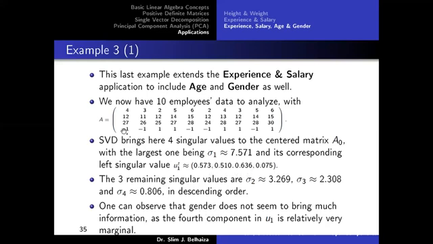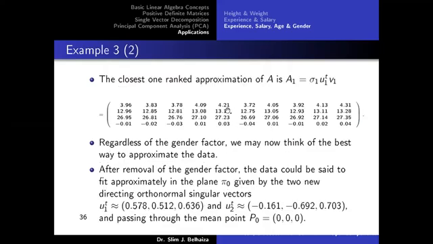So if I can remove one of the rows, maybe I can have better visualization of what's going on. So basically, this is what I did. First of all, I'm showing you what I obtained as a best rank 1 approximation of my own matrix of data. This matrix is rank 1, okay? And now, regardless of the gender factor, we may think of the best way to approximate that. So I'm removing the gender.